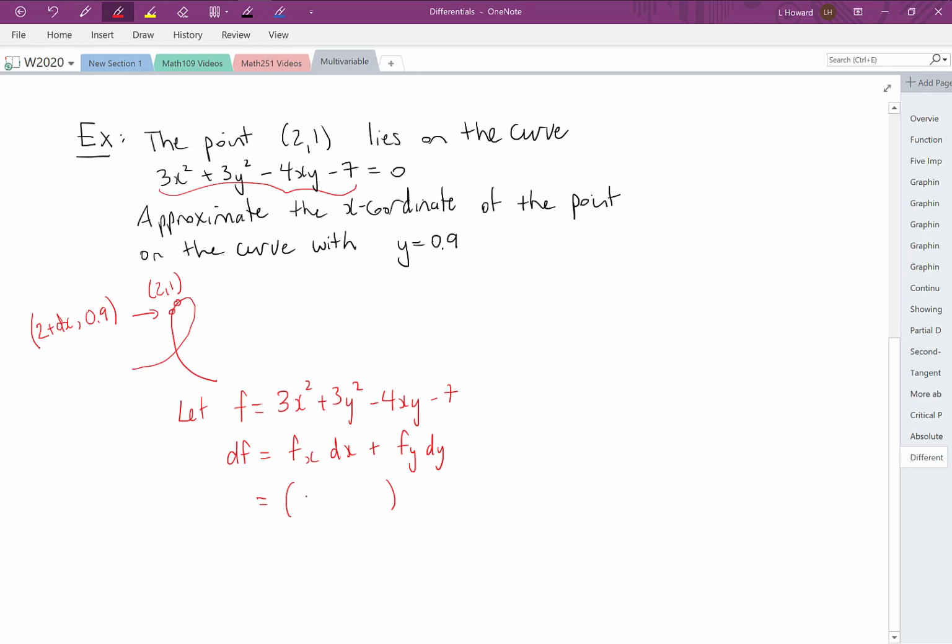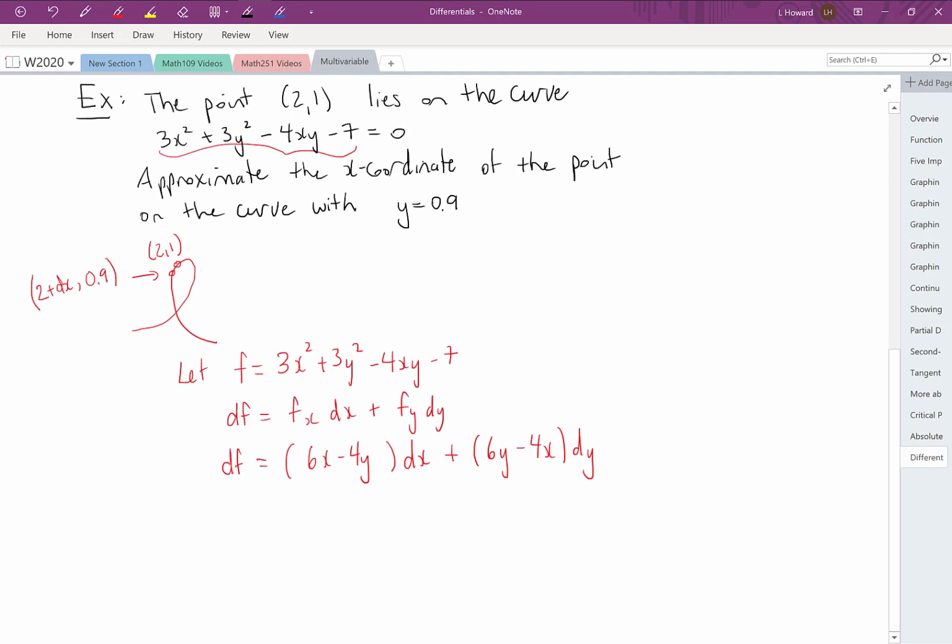So f sub x is going to look like 6x minus 4y. Multiply that by dx. And then f sub y is going to look like 6y minus 4x. Multiply that by dy. Okay, so that's our value of df. And now we're going to look at the question and see if we can figure out some values to sub into this to help with our calculation.